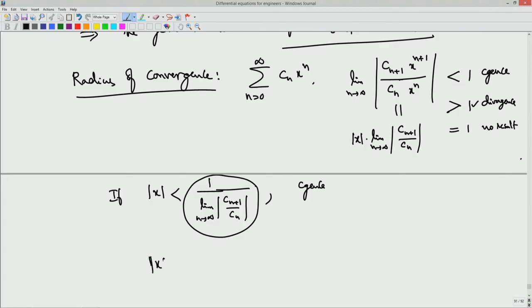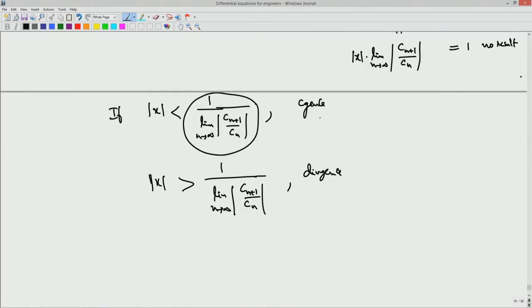So, if mod x is greater than 1 by the limit as n goes to infinity of Cn+1 by Cn, you get divergence. This one is actually the limit of Cn divided by Cn+1. So, convergence holds for mod x less than r. If you call this r, that is the radius of convergence: 1 divided by the limit of Cn+1 divided by Cn as n goes to infinity. This is nothing but the limit as n goes to infinity of mod Cn divided by Cn+1. So, you can calculate this limit and say that this is your radius of convergence.